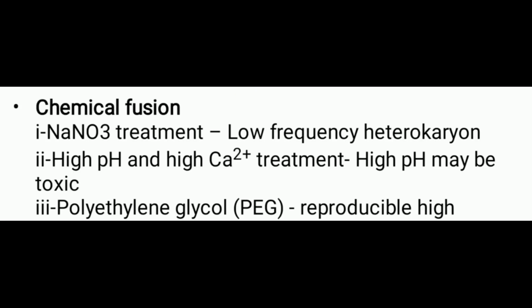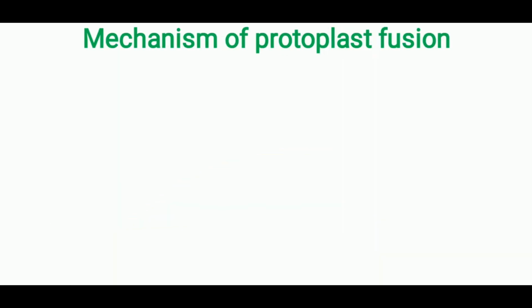Among the chemical fusogens, sodium nitrate is used, and sodium nitrate treatment will produce low frequency heterokaryons. The second one is high pH and high calcium solution. The high pH may be toxic, but it will produce heterokaryons. The third agent is polyethylene glycol. Compared to the previous two, this method is more reliable, reproducible, and a high amount of heterokaryon will be produced.